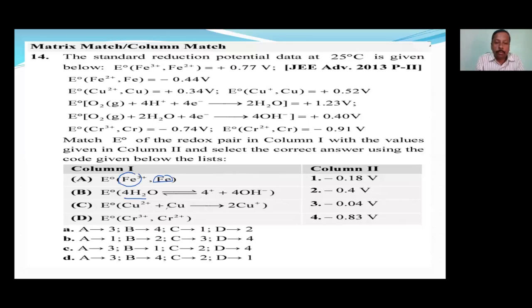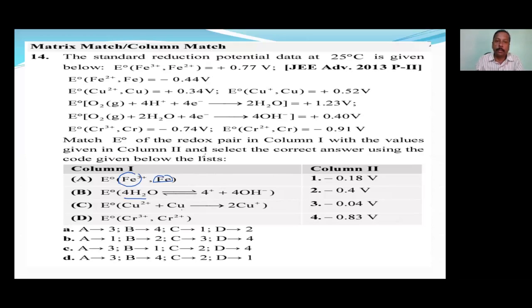Cu2+ plus Cu gives Cu+. This is a disproportionation. In the same way Cr3+ and Cr2+. These values you have to find out. Match the E naught of the redox pair with the values given in column 2, with the correct answer. If you find at least one or two correct answers, then you can solve the other part. Try to solve it and tell me the answer.